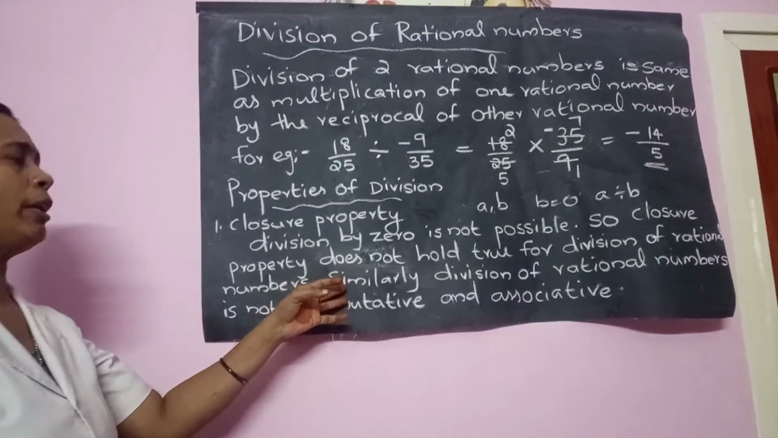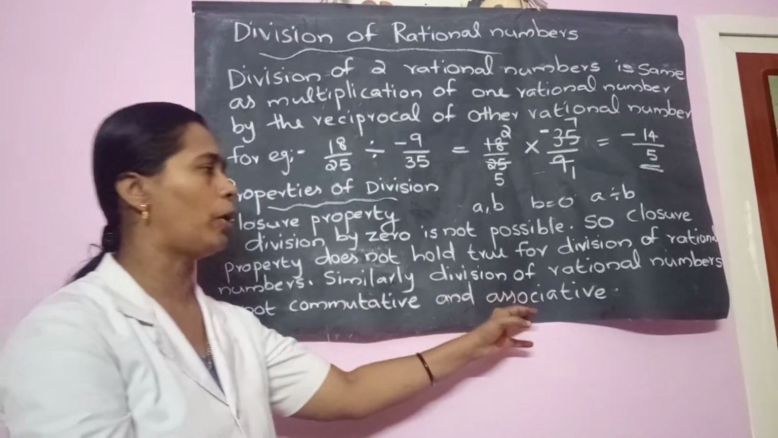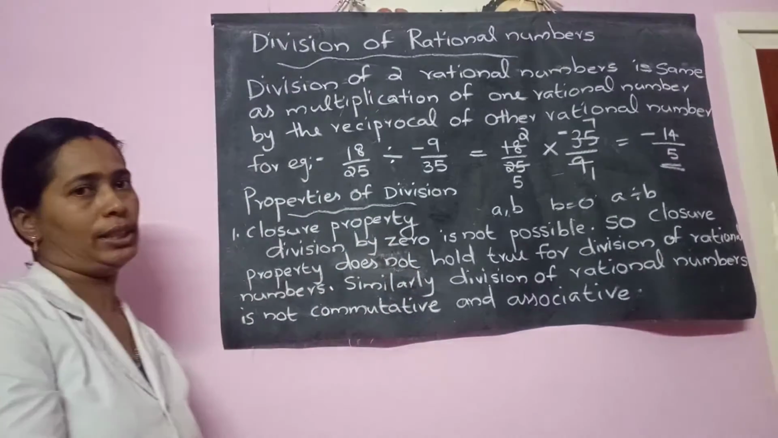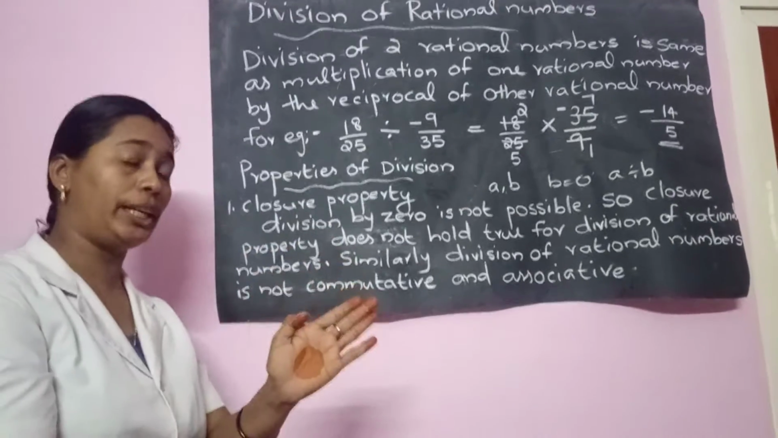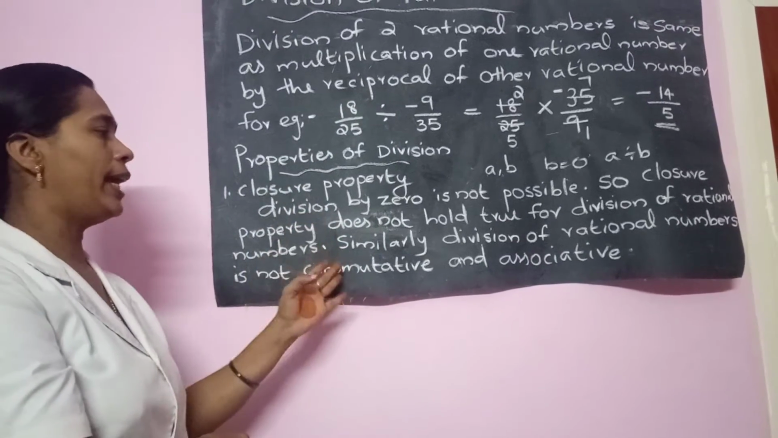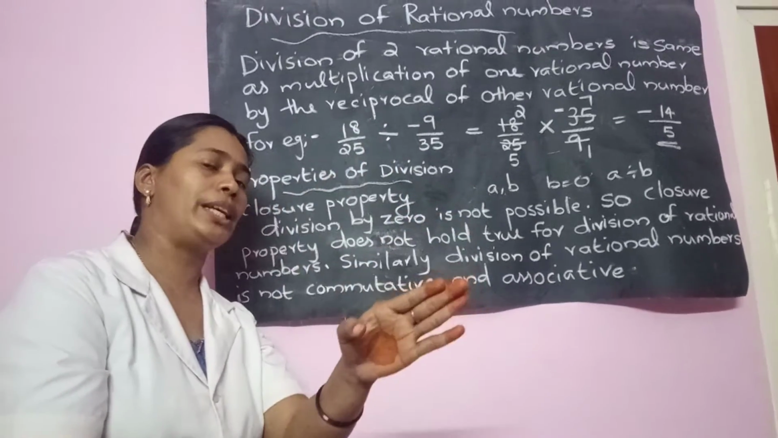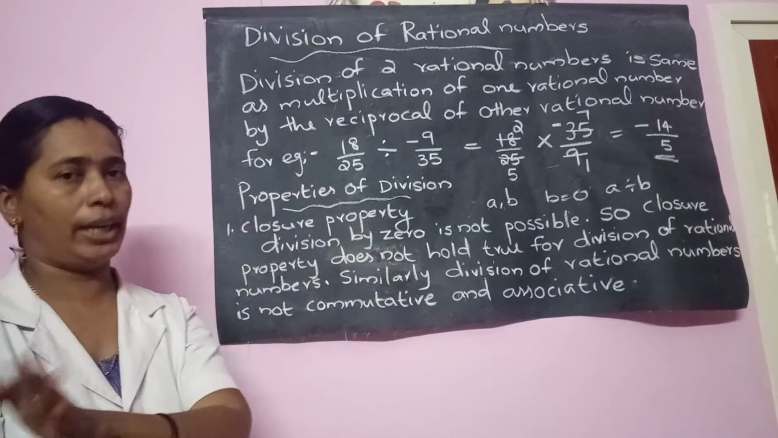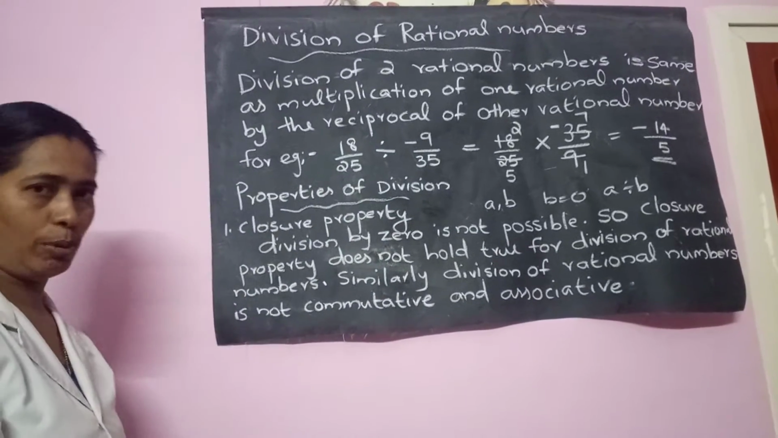Similarly, the commutative property and associative property do not hold true for division of rational numbers. Why? Because A divided by B is not equal to B divided by A. Similarly, A divided by B divided by C is not equal to A divided by B divided by C. Okay. Let us move to the other section.